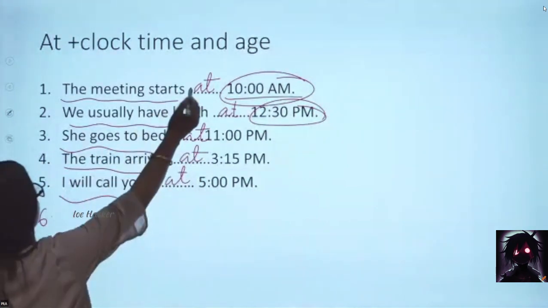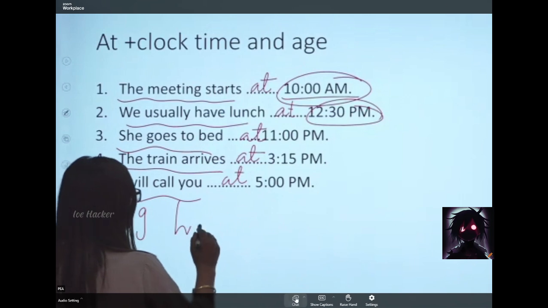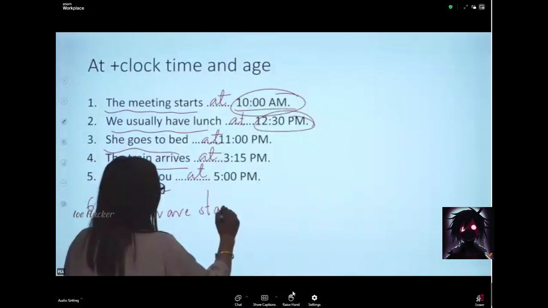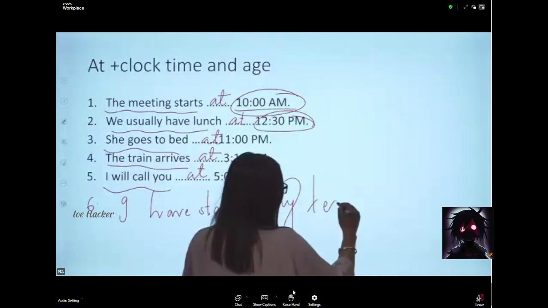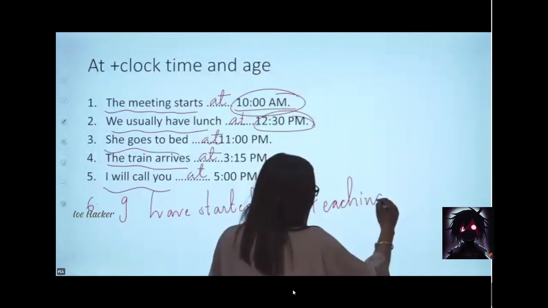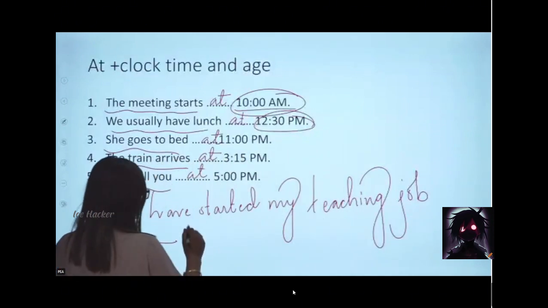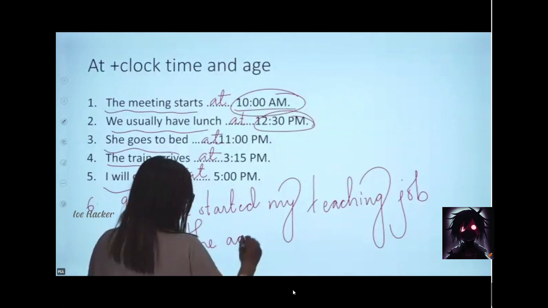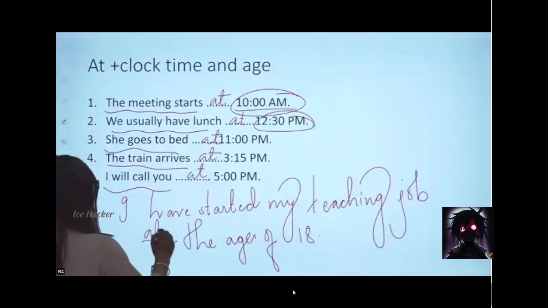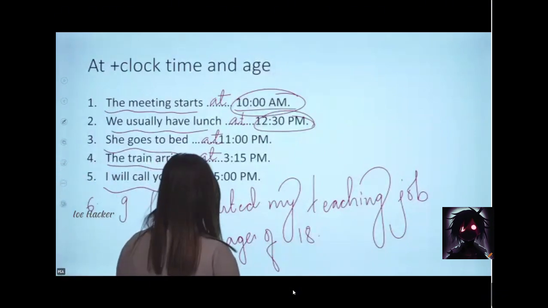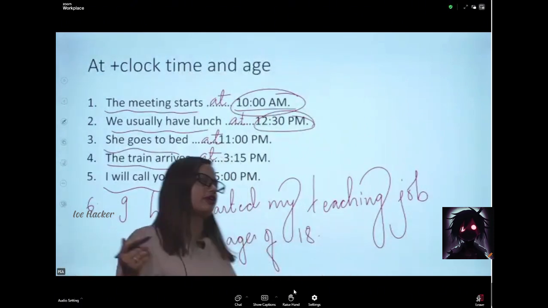Suppose, let me give you one example for the implication of "at." I have started my teaching career, my teaching job, at the age of 18. See, for age and for clock time, you have to go for "at."